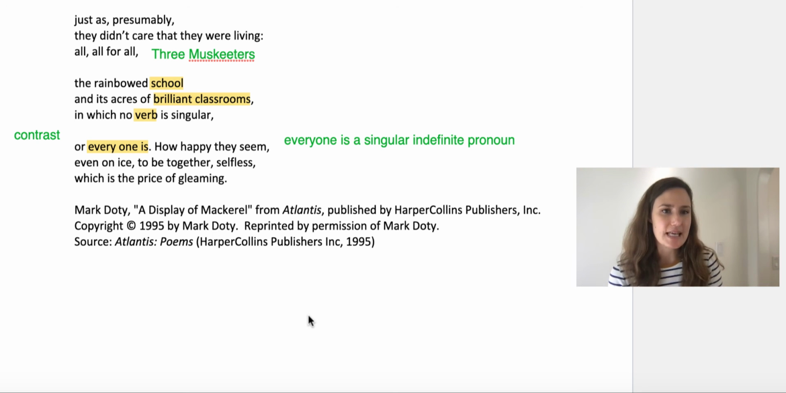How happy they seem, even on ice, to be together, selfless, which is the price of gleaming. Love that last line, the price of gleaming. Who wouldn't want to gleam? I would like to gleam. Do I know exactly what it means to gleam as a human?